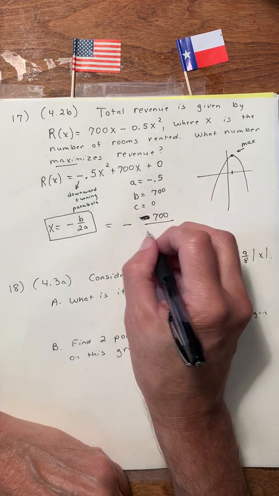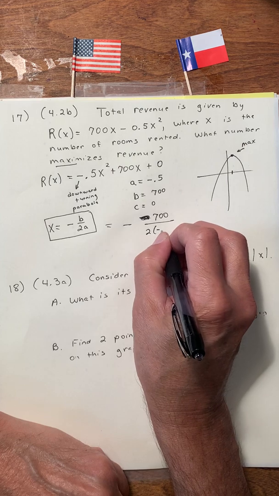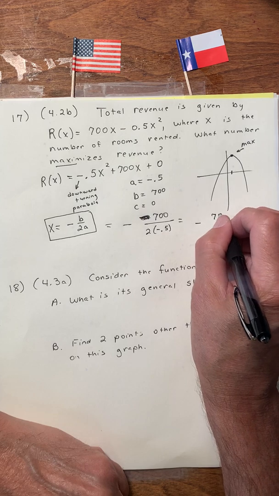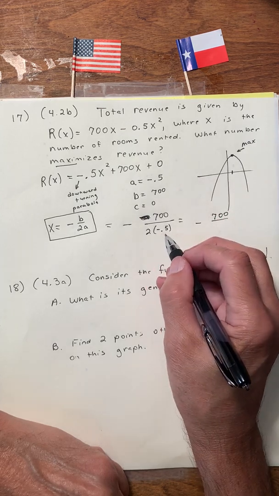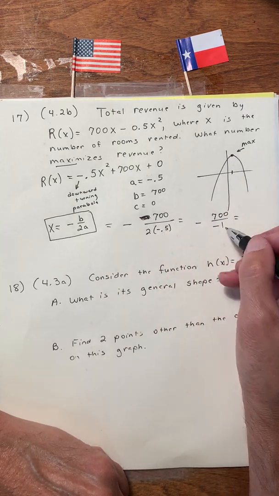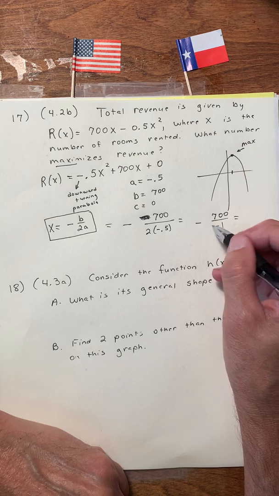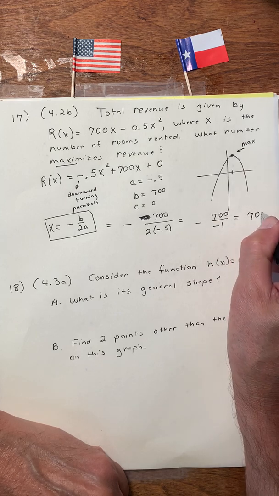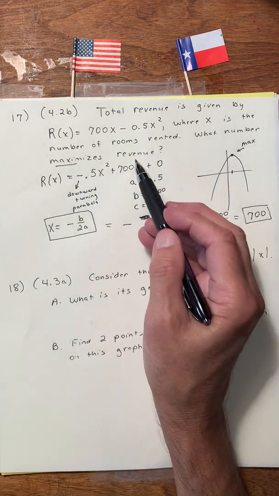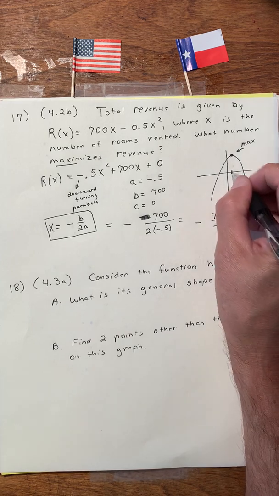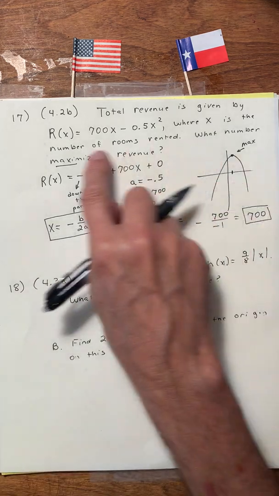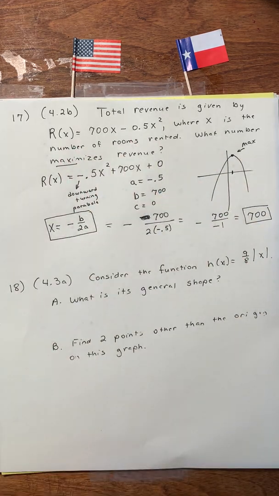Over 2 times a. So it's negative 700 over 2 times negative 0.5. You can do this in your calculator if you want. You'll find out it's negative 1. Hey, check it out. I got a negative and a negative. That's a positive. 700 over 1 is 700. And there's my answer. What number maximizes the revenue? 700 is the x that maximizes the revenue. 700 is the number of rooms rented that maximizes the revenue.